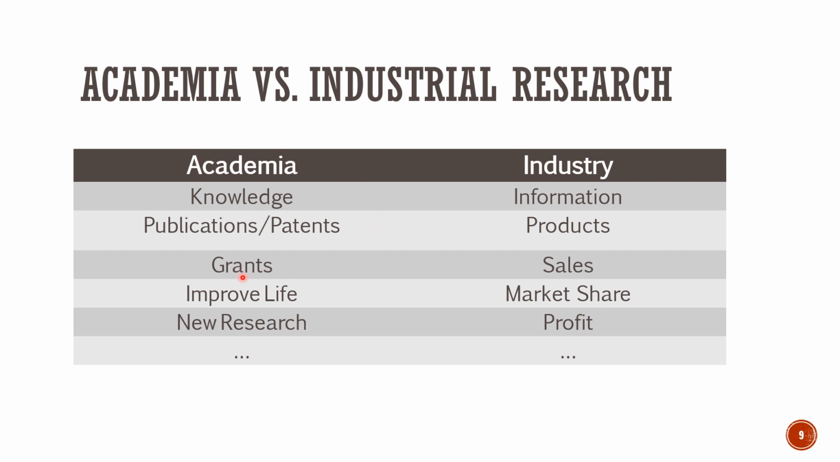In the academia, you would like to get some publications, patents, while in the industry, you would be focused on products. So what is the final product in terms of equipment or devices or so. In academia, you would talk about grants versus sales in the industry. Your objective, your research should end up improving life, while in the industry, people will talk about how much is our market share. Did we increase the market share or not?